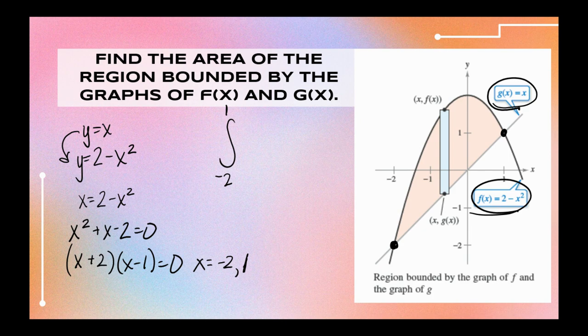All right, so now we're ready to integrate from -2 to 1. And this one's kind of nice because we can see that f is above g. So we know we need to take 2 minus x squared minus x. And that's what we're going to integrate.